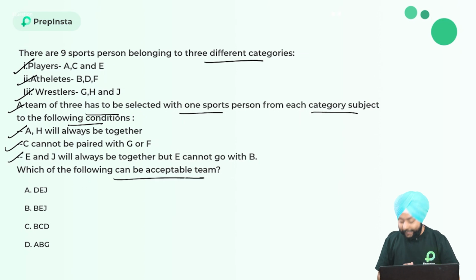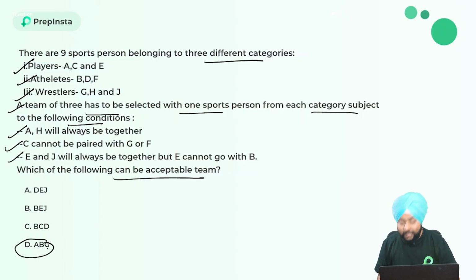Which of the following can be an acceptable team? Whenever there is a problem in which they are asking which of the following can be an acceptable team, that means we have to look at the options and go with the elimination method. Elimination method means eliminate the options which you find wrong, then you will come up with your right answer. Let's start with any random trial, and let's go with D. Suppose let's check whether D can be the answer or not.